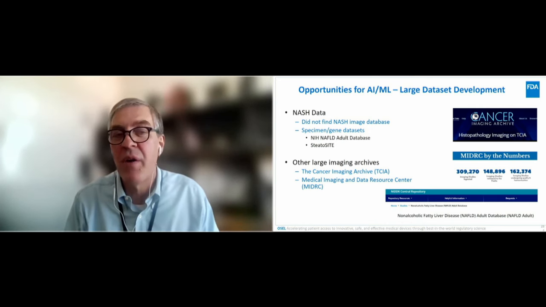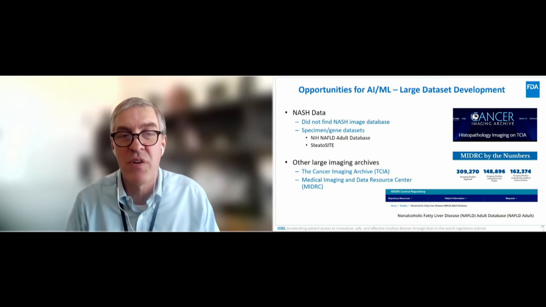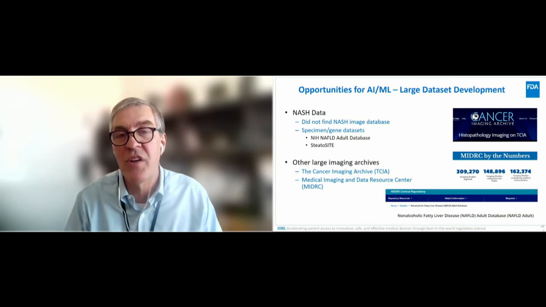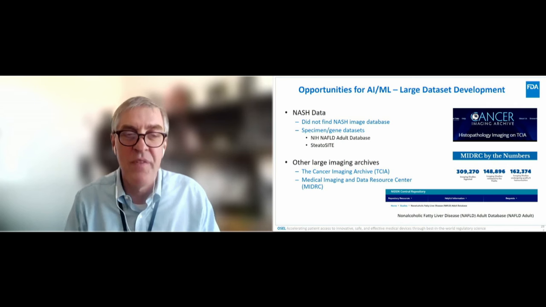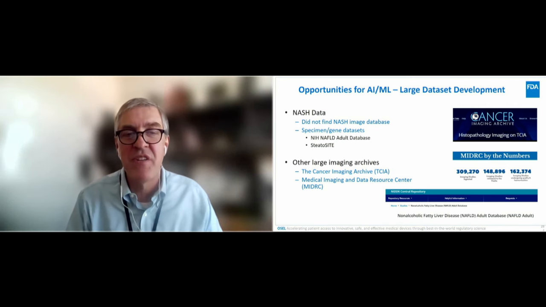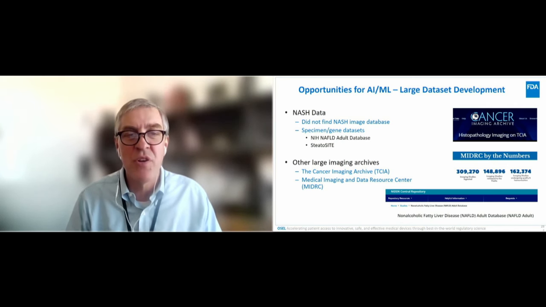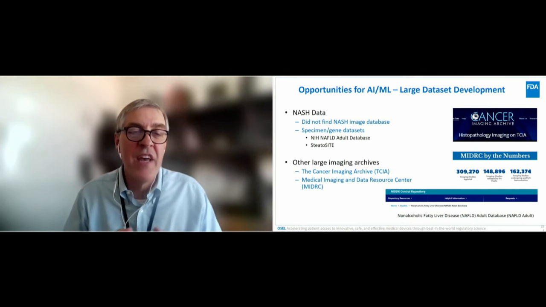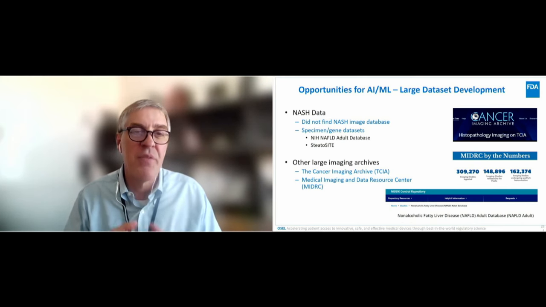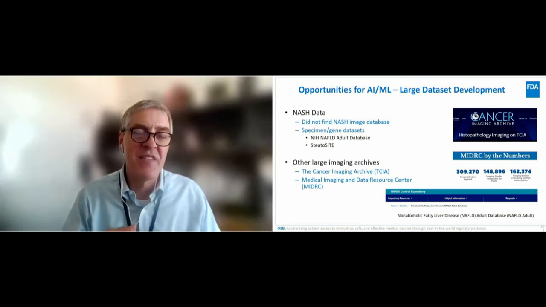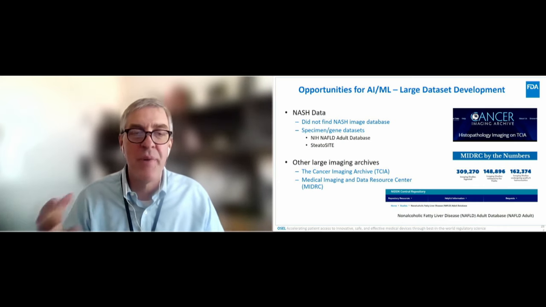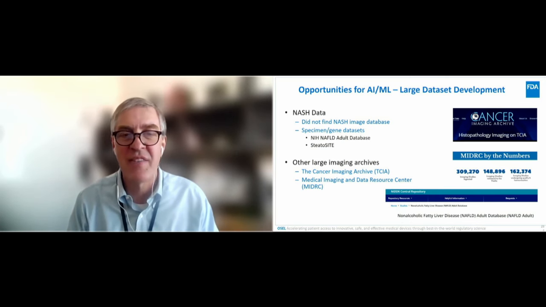Another one I wanted to highlight is the Medical Imaging and Data Resource Center, a MIDRC effort, which is collecting large data sets of COVID-19 data. What was interesting is they actually sequestered a portion of their data set to be used for independent assessment of AI algorithms. So thinking through how to develop large data sets for pathology and how to utilize that data effectively to improve the ability to compare and contrast algorithms is important. Next slide.